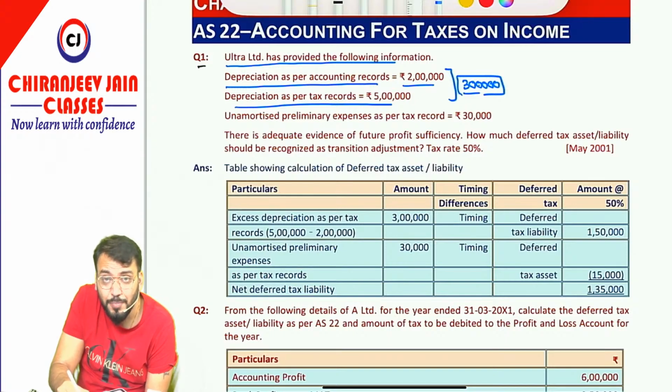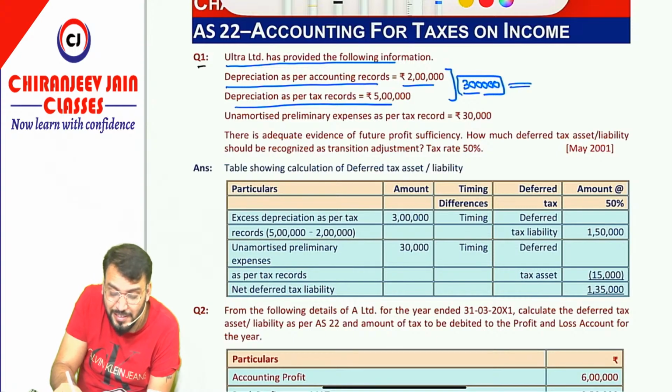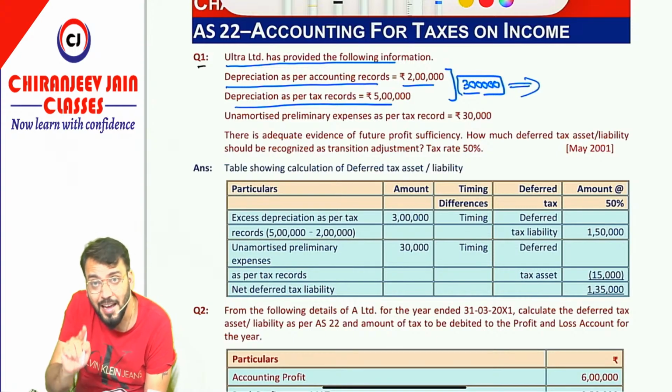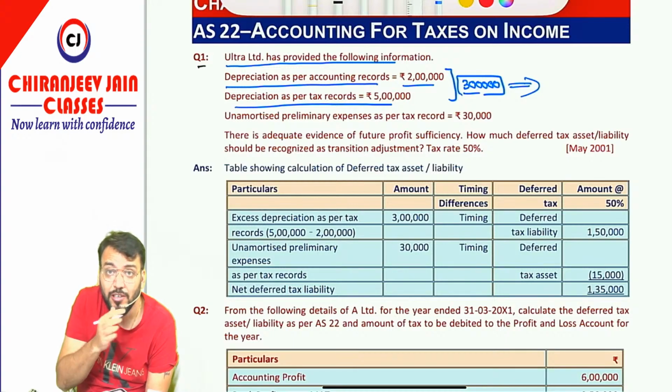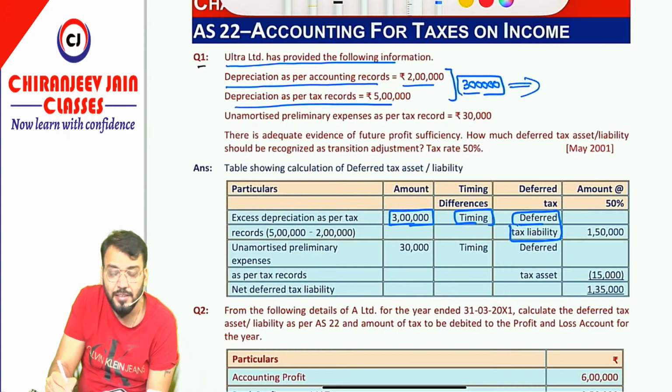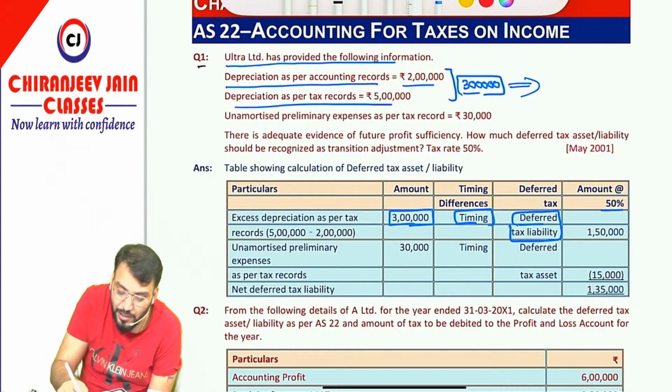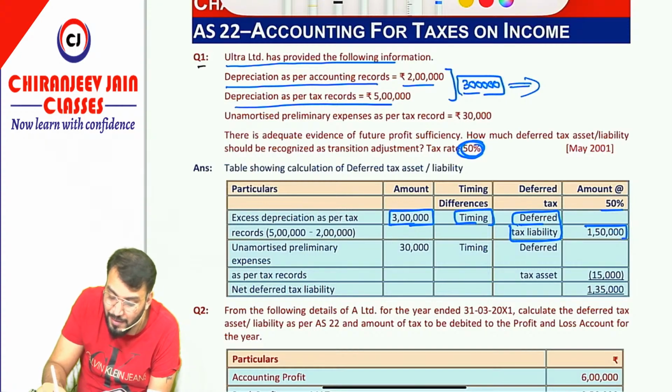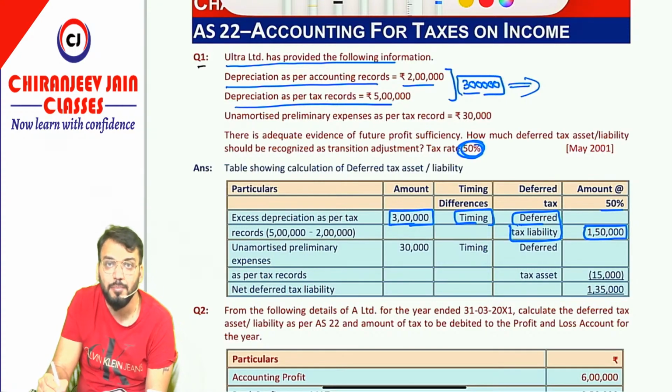But we need to pay higher tax in future because this will be disallowed in future. Therefore, on this we need to recognize deferred tax liability. So 3 lakh excess depreciation as per the Income Tax Act is a timing difference, it will be deferred tax liability. Correct. Now the tax rate given is 50%. So 50% means 1,50,000 deferred tax liability will be created on that.